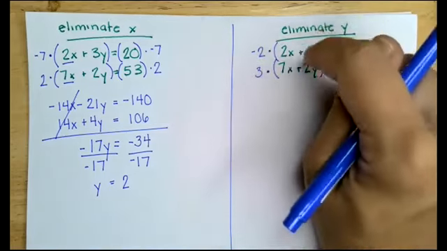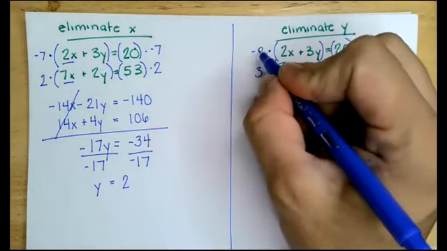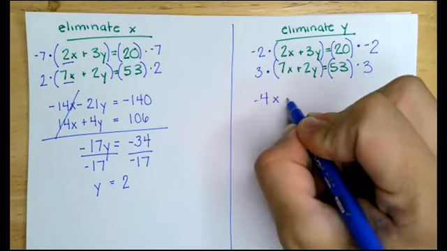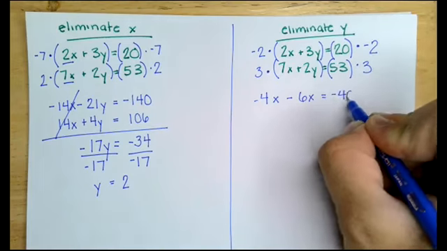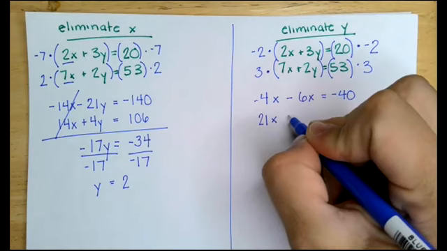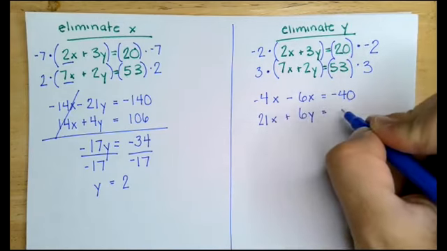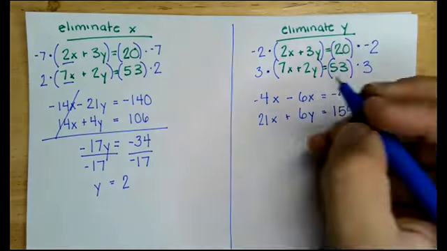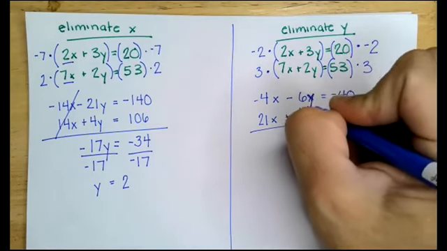3 times negative 2 will be negative 6. 2 times 3 will be positive 6. So negative 2 times 2x is negative 4x, minus 6y equals negative 40. 3 times 7x is 21x. 3 times 2y is 6y. 53 times 3 is 159. Now, oops, sorry, I called that an x, but it's a y.